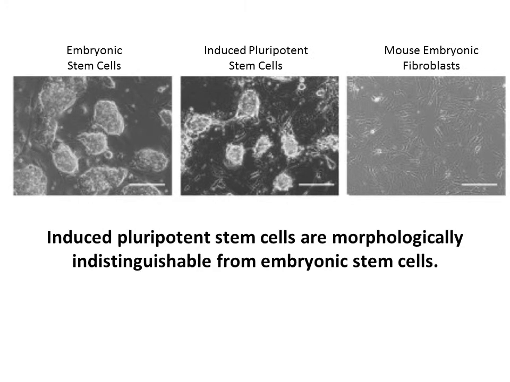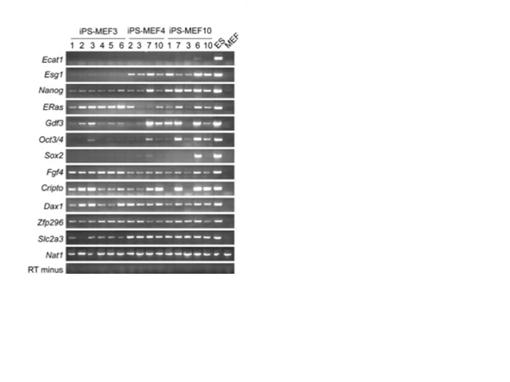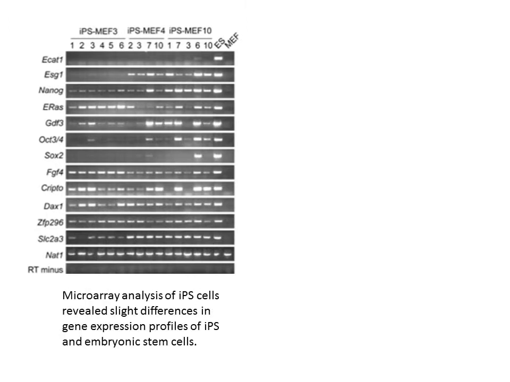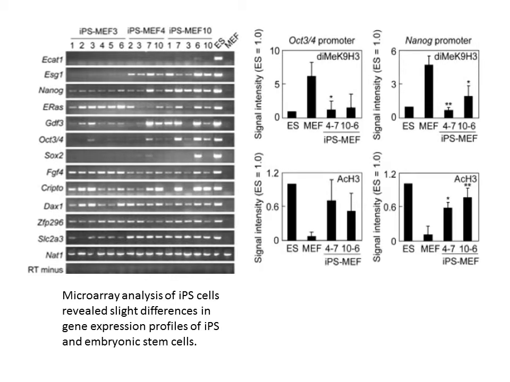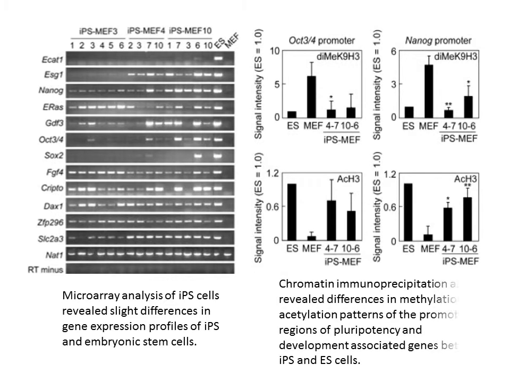Microscopy studies demonstrate that iPS cells are morphologically indistinguishable from embryonic stem cells. Microarray analysis of iPS cells revealed slight differences in gene expression profiles of iPS and embryonic stem cells. Chromatin immunoprecipitation assay demonstrated slight differences in methylation and acetylation patterns of the promoter regions of pluripotency and development-associated genes between iPS and ES cells.